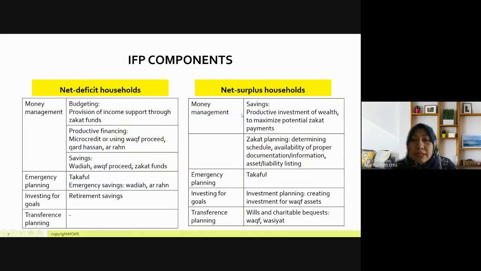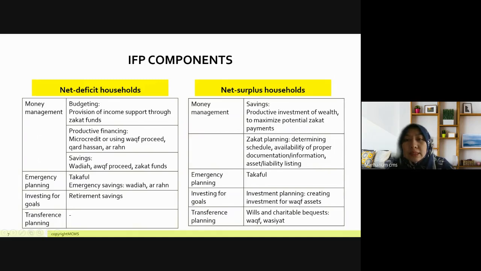Okay. But for the net surplus households, their money is basically coming from their salary. So the types of saving that they can make, they can invest to have productive investment of wealth. They can invest into fixed deposit or stock or bond or sukuk or a unit trust, something like that. And then the intention is basically to maximize potential zakat payment from their savings.